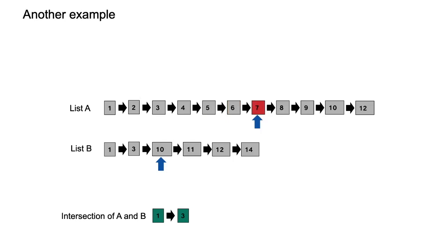Now we have 7 and 10, it's different, so we move up the pointer to 7. Now we have 8 and 10, it's different, so we move up the pointer to 8. Now we have 9 and 10, it's different, so we move up the pointer to 9. Now we have 10 and 10, bingo. It's the same. Now we move both of them. 11 and 12 not the same. 12, 12 matches, and then 14, and we are done.